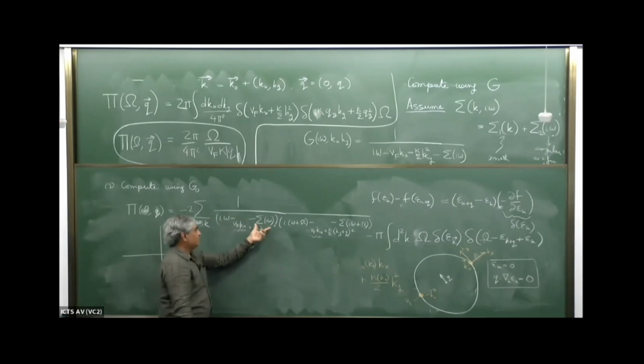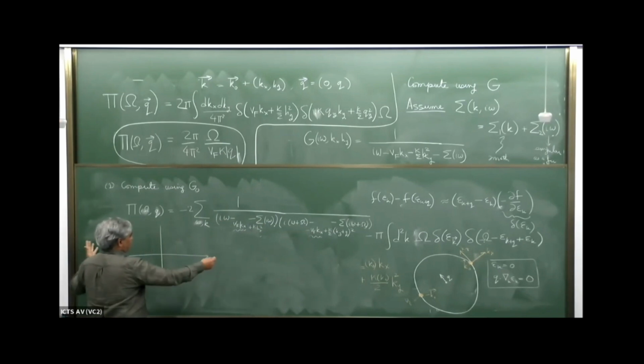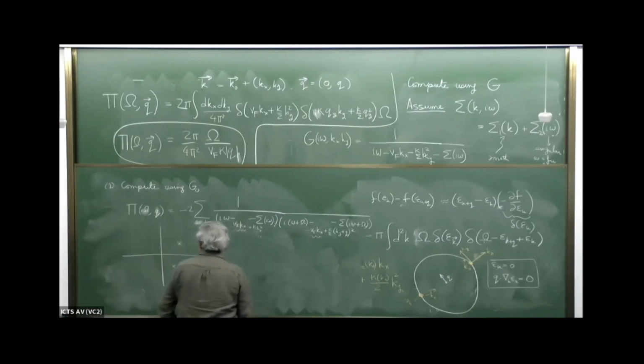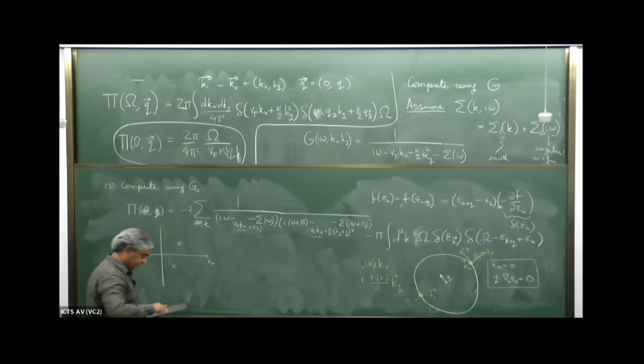So the analyticity property is not changed by the sigma. If omega tells me I'm in the upper half plane, the pole will still be in the upper half plane, and similarly over here. So for this integral to be non-zero, I have to have one pole in the upper half plane and the other pole in the lower half plane. Otherwise, it's zero. So you can do the integral exactly, and then you get the following result.